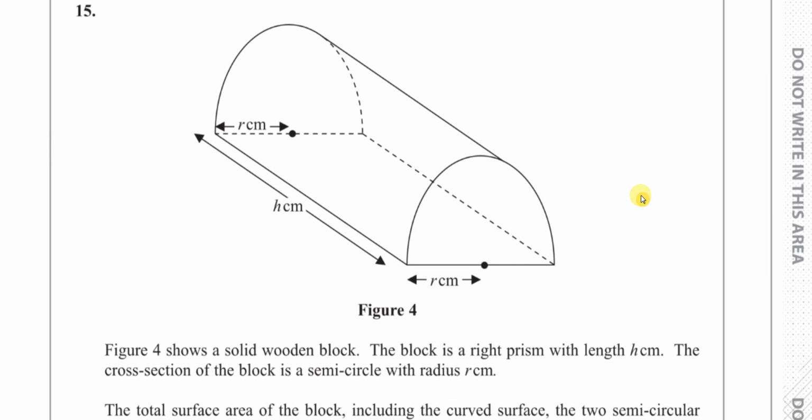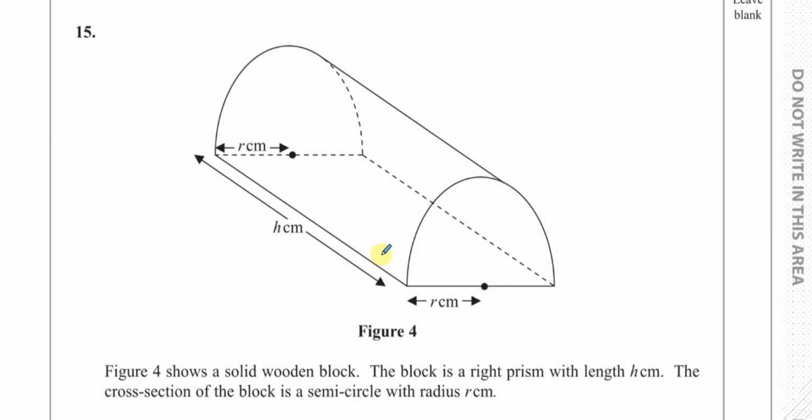So here it tells us, figure 4 shows a solid wooden block. So it's a solid block. The block is a right prism, meaning like this surface and that surface are right angles. It's like if you looked at it from the side, that would be the base, and that's this part going up, the right angle. That's what it means from both sides. That's a right prism. Okay, and it tells us also that it's a right prism with a length h centimeters.